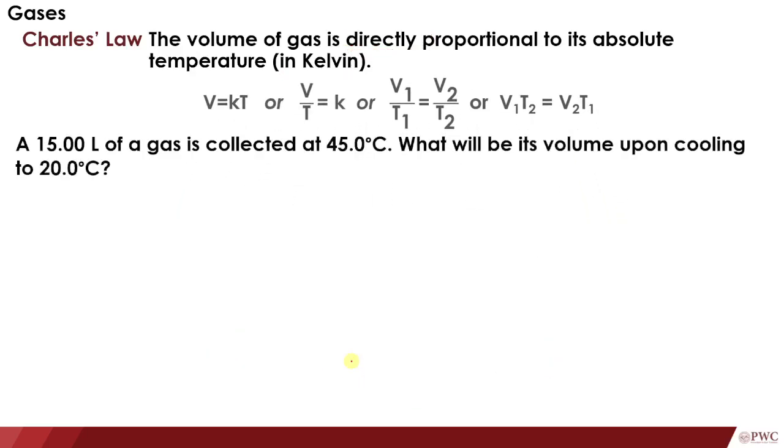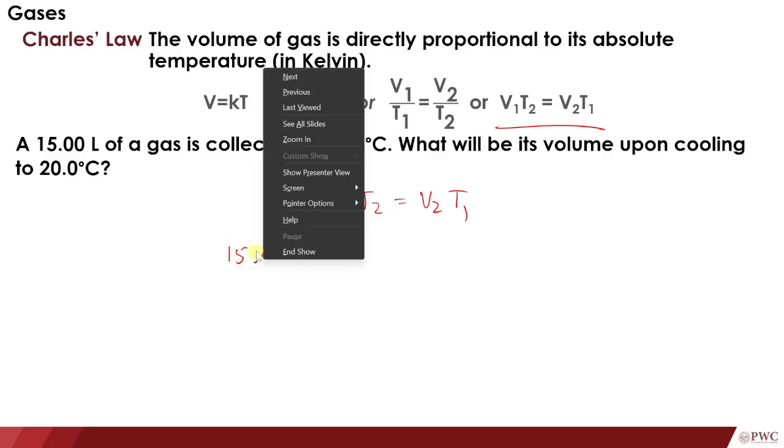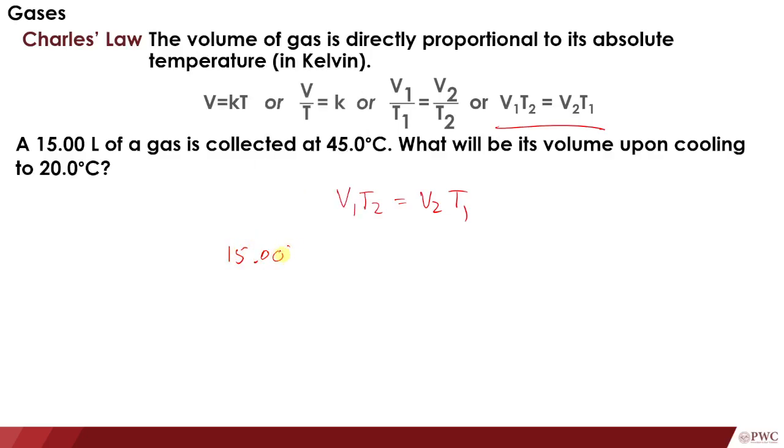Let's see how this works on this problem. We can use this equation: V1 times T2 is equal to V2 times T1. Here, the initial volume is 15.00 liters. Now for the next one, be careful because this is the final temperature. The final temperature is this one, right? This is the initial temperature. Again, be careful with this one over here.